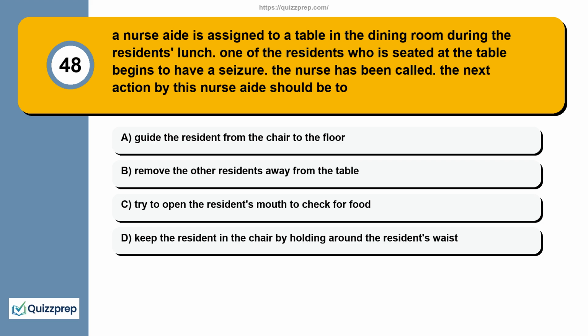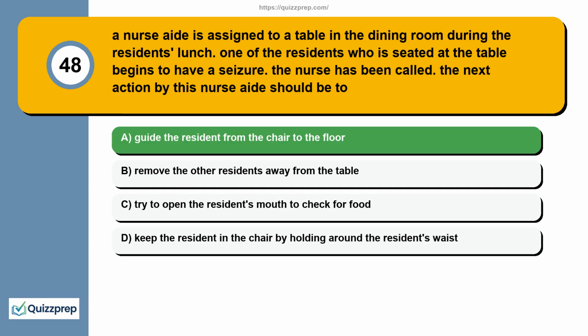Question 48. A nurse aide is assigned to a table in the dining room during the residents' lunch. One of the residents who is seated at the table begins to have a seizure. The nurse has been called. The next action by this nurse aide should be to: Option A, guide the resident from the chair to the floor. Option B, move the other residents away from the table. Option C, try to open the resident's mouth to check for food. Option D, keep the resident in the chair by holding around the resident's waist. The correct answer is option A, guide the resident from the chair to the floor.